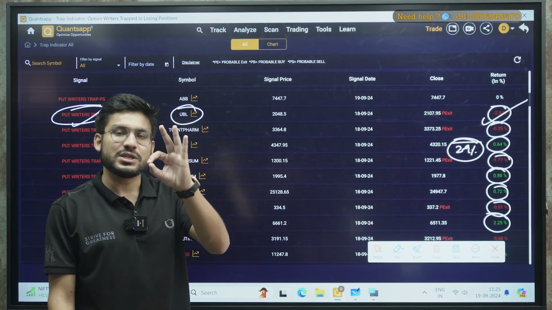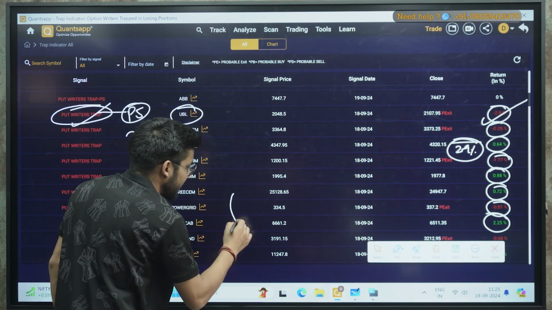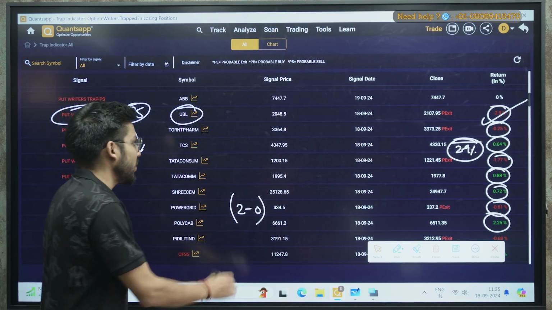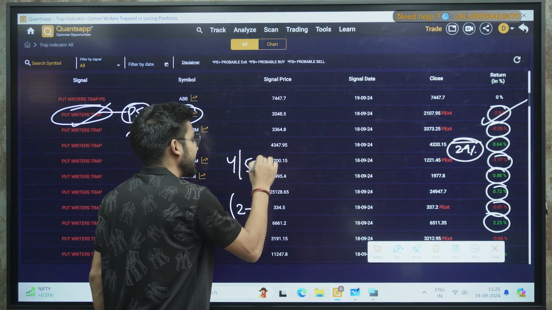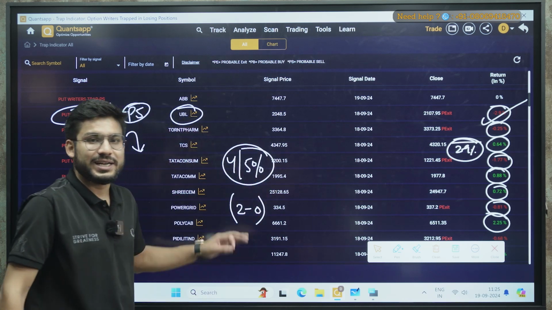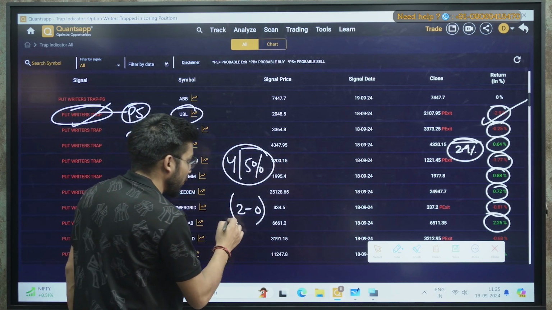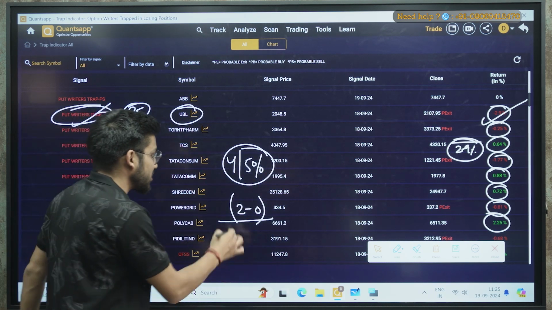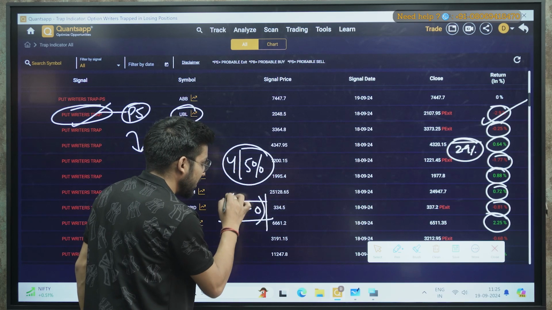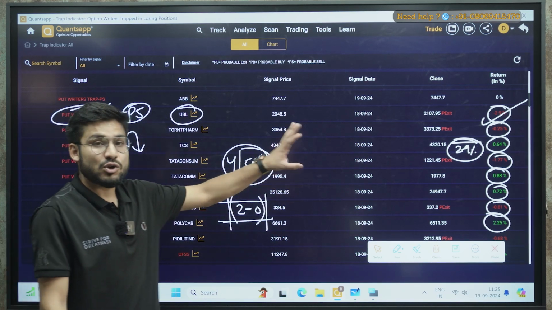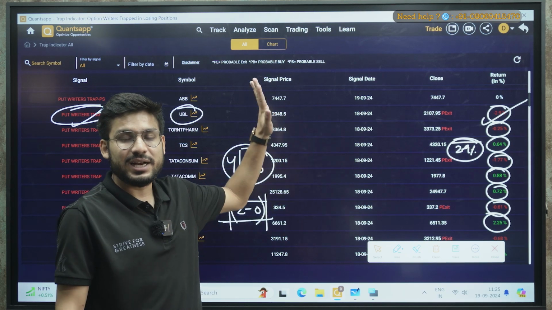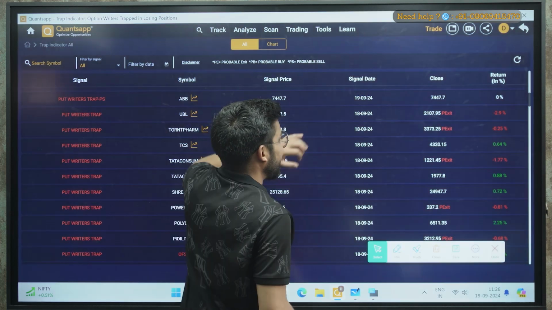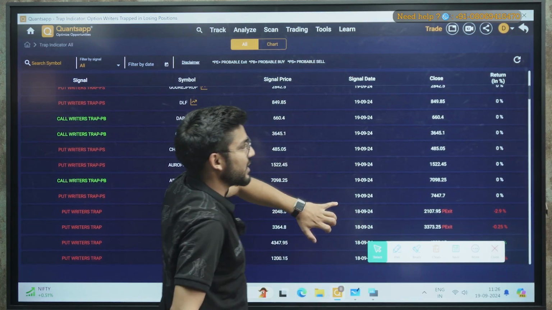Now how do you have to select this? You will go with the stock which is giving you interest between 2 to 0. Because if a stock is already giving you an interest of 4 or 5%, then it is already too late to initiate your entry in that particular stock, right? So we'll only go with the stock which is right now giving you an interest of between 0 to 2%. That is the indication that the stock is good for you and you can make your entry in that particular stock.